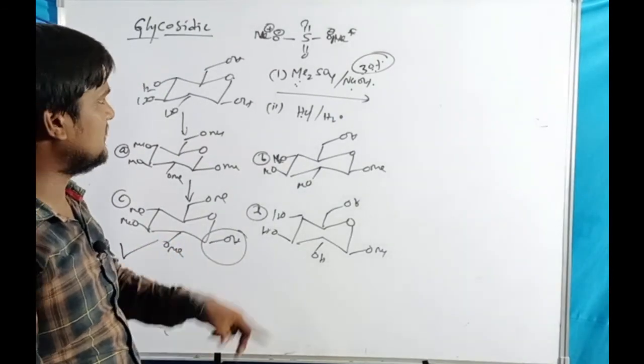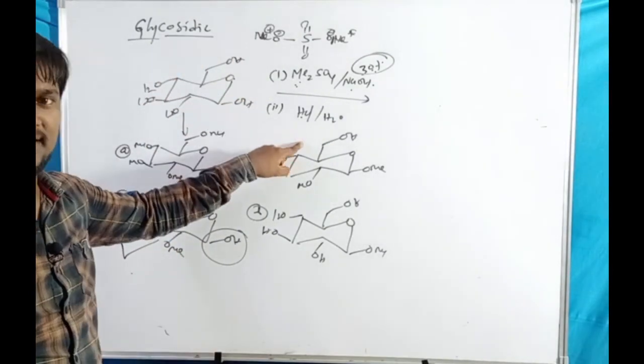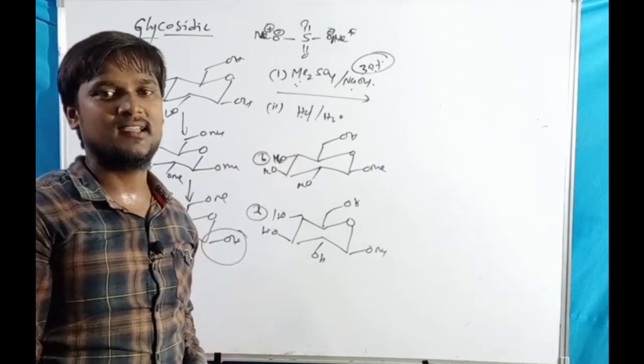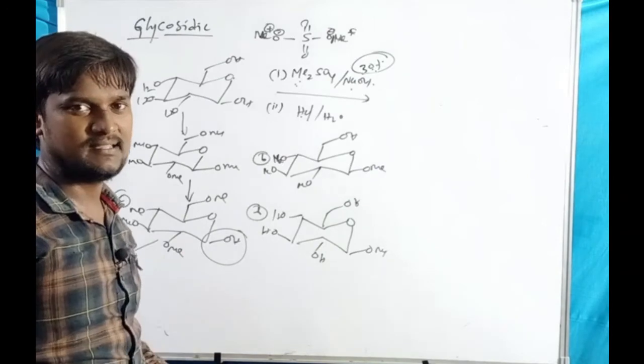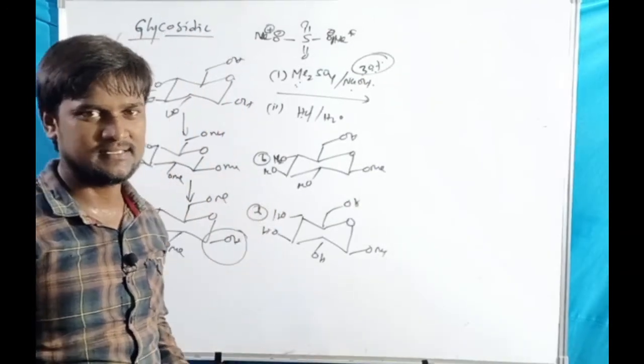Okay, so first of all it is methylated, then the second step is hydrolysis. So the hydrolysis reaction occurs only at the glycosidic ether linkage. That's all for this video.